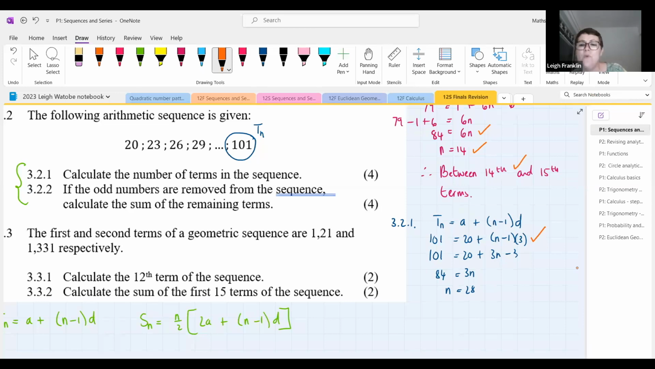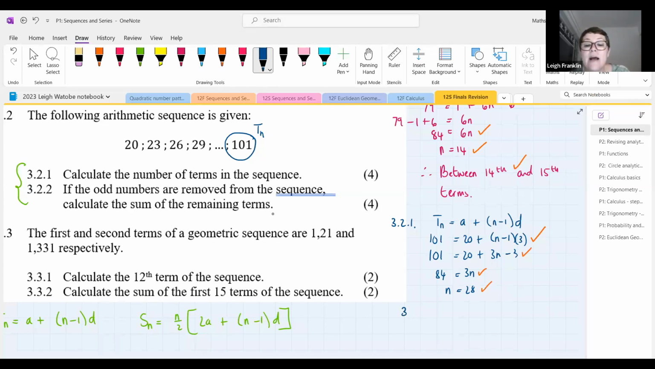I don't know why it's out of 4. I would have actually put that out of 2, but anyway, never mind. There we go. All right, there would be 28 terms. Okay, all right, Mosey, I didn't get that, but I'm going to show you how I did this particular question.